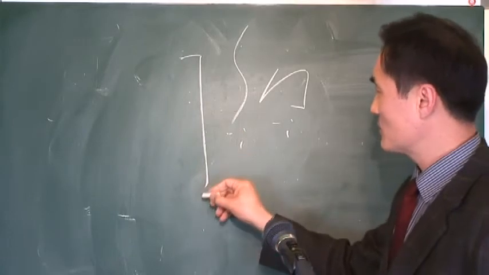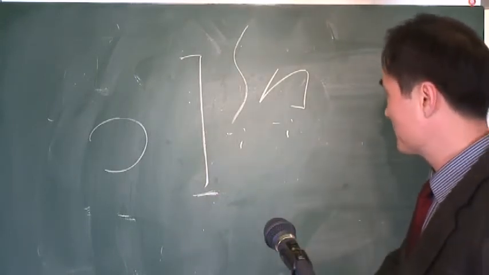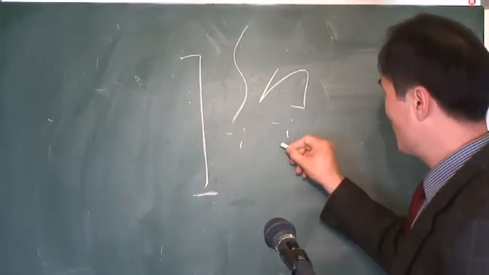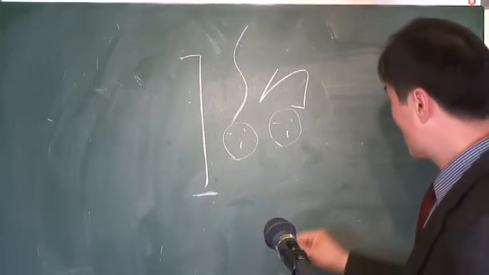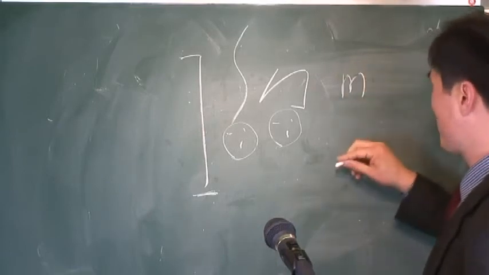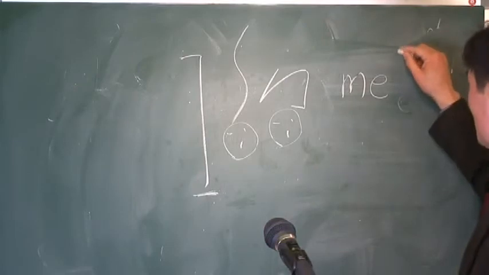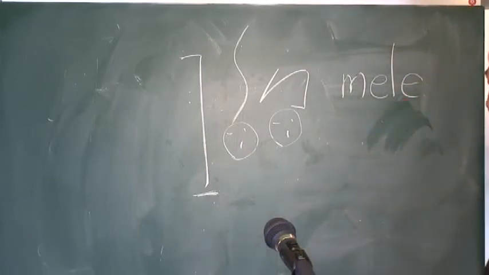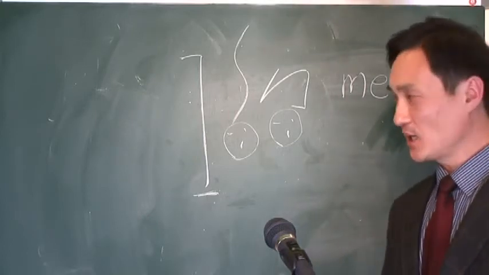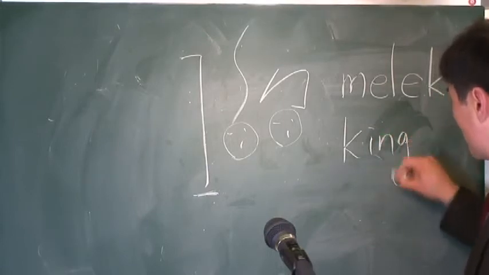Mem, lamed, kaf. Kaf is generally used in this way, but when it comes at the end of a word, it is written like this. The first vowel is segol, and the second vowel is also segol. Here we mark mem with m and segol with e, lamed with l, segol with e, and lastly kaf with k. We read this as melek. This means king in English.